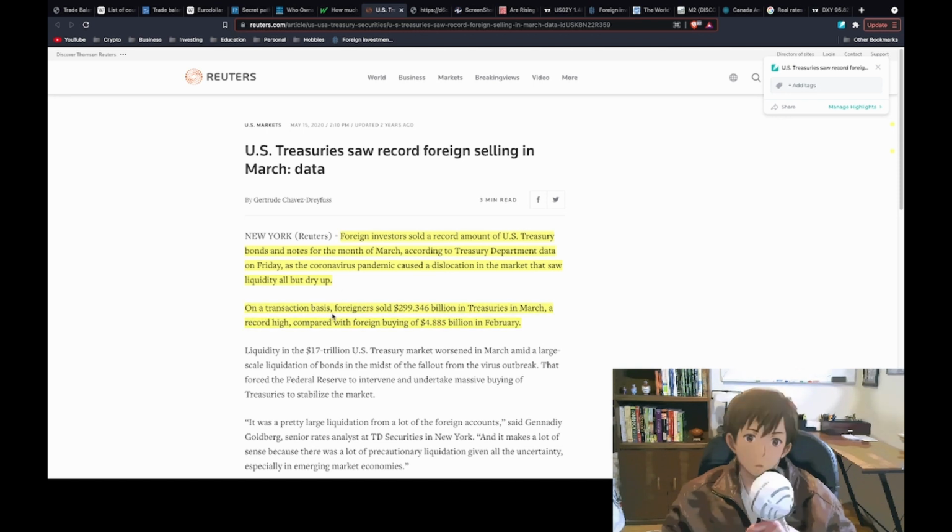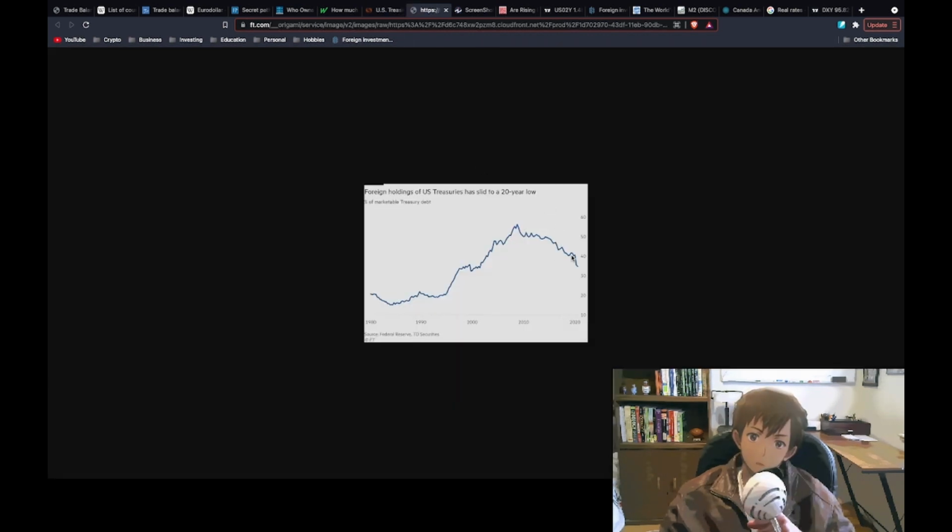On a transaction basis, foreigners sold $300 billion in treasuries in March, a record high compared with foreign buying of $4.88 billion in February. And you can see here that this problem really escalated after the pandemic, but the trend has been going ever since the Great Financial Crisis. So it really looks like the Great Financial Crisis was the point in history where everyone realized that this debt problem was becoming very unsustainable.